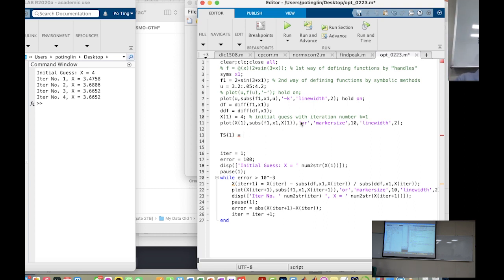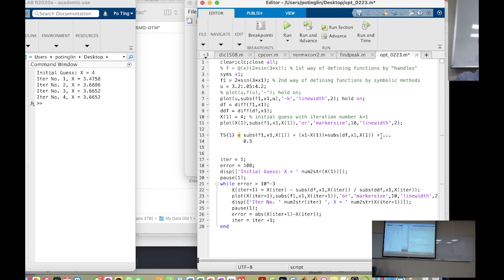So the Taylor expansion is basically substituting f1 at your expansion point, plus symbolic x1 minus your expansion point, capital 1, times the df, plus 0.5 times the square of this, plus ddf. Okay, and then we want to plot out this guy.